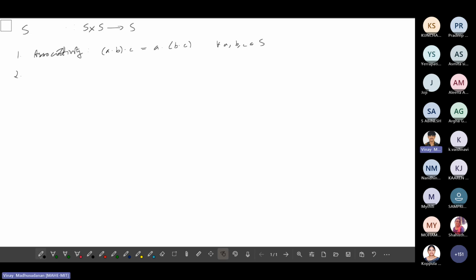Then another possible property is existence of an identity element. Okay, or simply existence of identity. So there exists, this is important, there exists an element, say E in S, such that A dot E is equal to E dot A is equal to A for all the elements A of S.